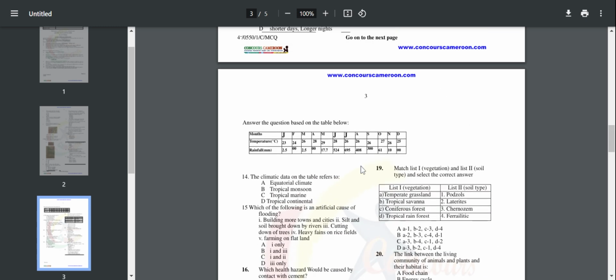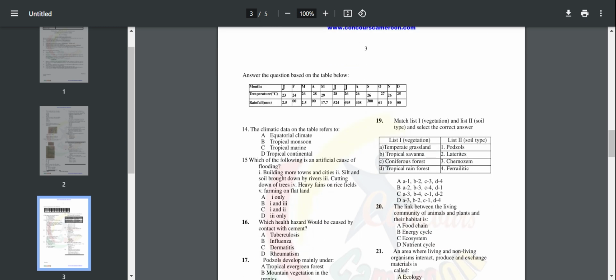Question 19. Match list 1, which is vegetation, and list 2, which is soil type, and select the correct answer. The table is here, list 1 and list 2. So the correct answer should be C.